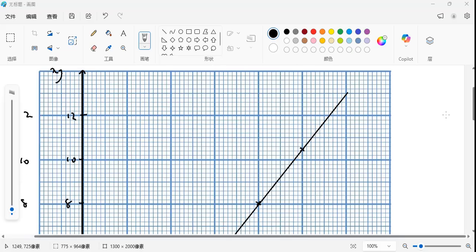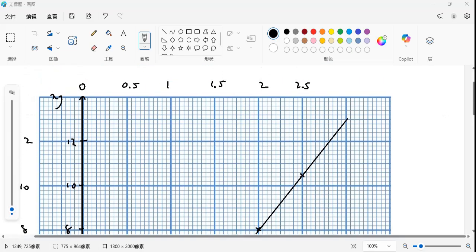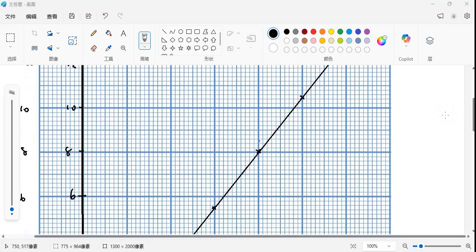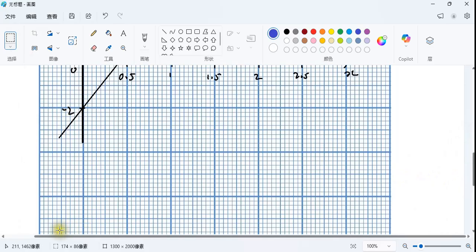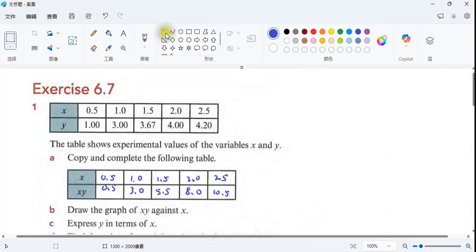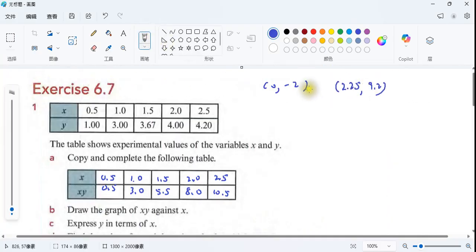Okay, and then we can choose a point between the last and the second last point. So let's say we take this. This is 2.25, 9.2. Okay, and we have the point 0, -2. So we have 0, -2, and this 2.25, 9.2.